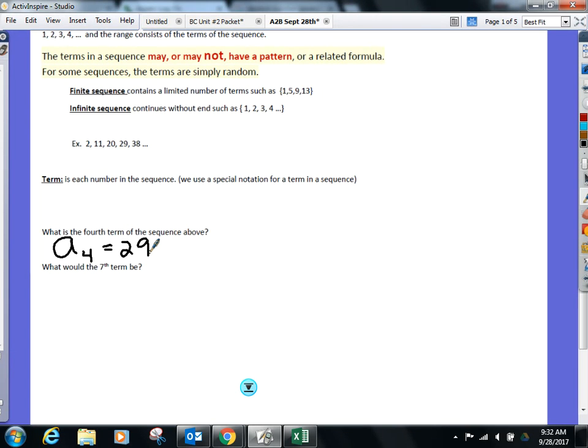4th term. All right. So what would the 7th term be up there? Well, first, how would I write the 7th term? A with a subscript of 7. Now, if you count, I only have 1, 2, 3, 4, 5 terms up there. But can you see a pattern? There is a pattern to that one. What do I do to the previous term to get to the next one? Add 9 to it. So can you find the 7th term for me right now?